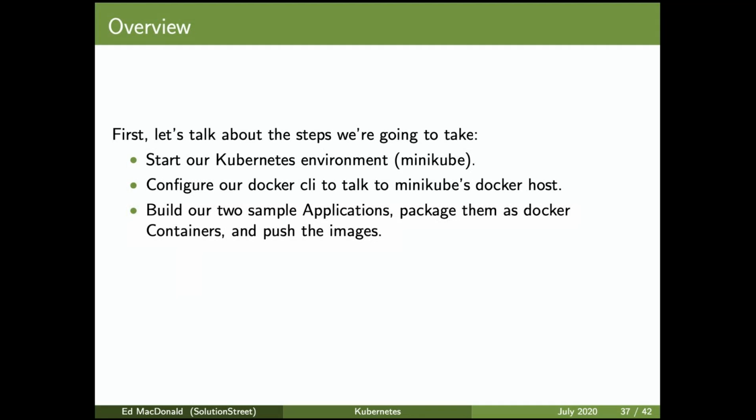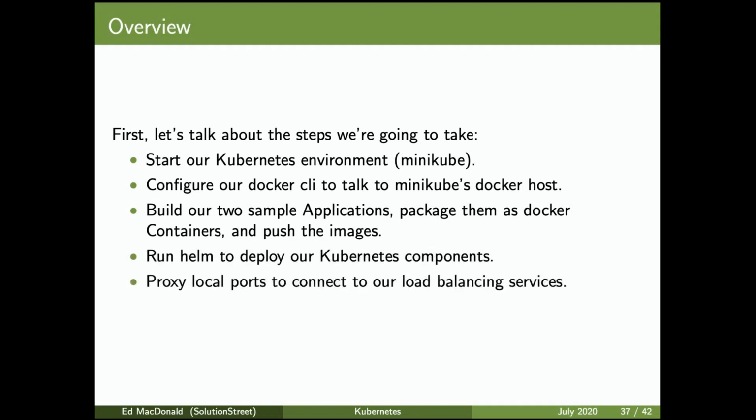I've built our 2 sample applications, packaged them as Docker containers, and pushed them to the image repository. And that ability to push them to the image repository is what required the previous bullet. That's what I mean when I say I configured Docker to talk to Minikube's Docker host. I've then run Helm and deployed our Kubernetes components. I've proxied local ports to connect to our load balancing services. That's just a step I needed to take because I'm not going to give them public IP addresses. So I've just proxied local ports. And that's something that Minikube does for you if you know the proper command line syntax.